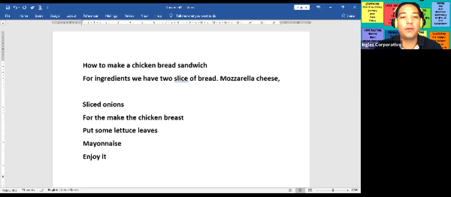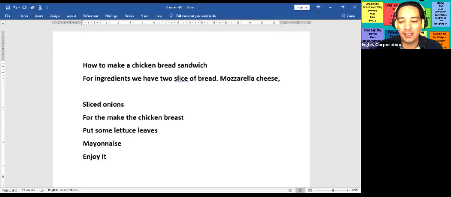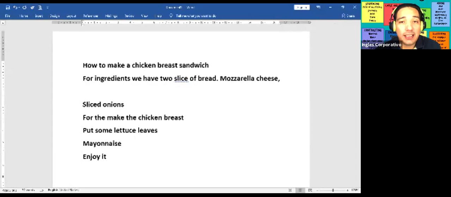Alguien dice por ahí. Two. Perfect. Two. How to? Si lo puso, make. No lo mencionó. How to make a chicken bread sandwich. Ah, okay. O sería chicken breast, ¿verdad, Enrique? Ajá. Chicken breast sandwich, breast. Ven la importancia de los sonidos finales en la pronunciación, right?